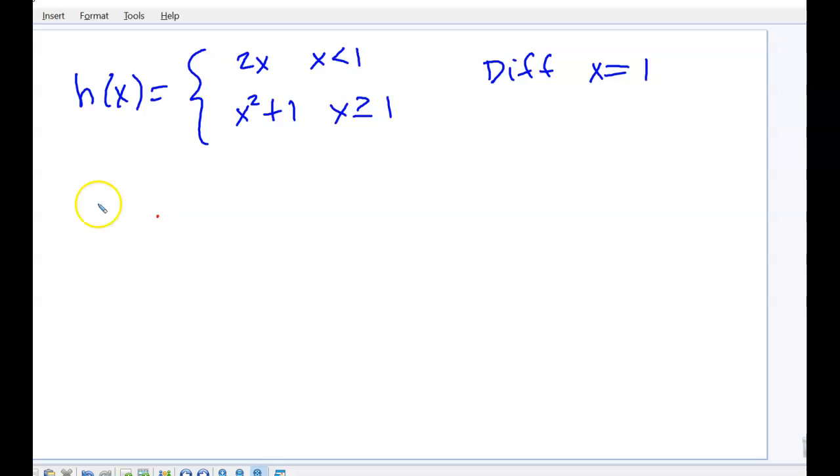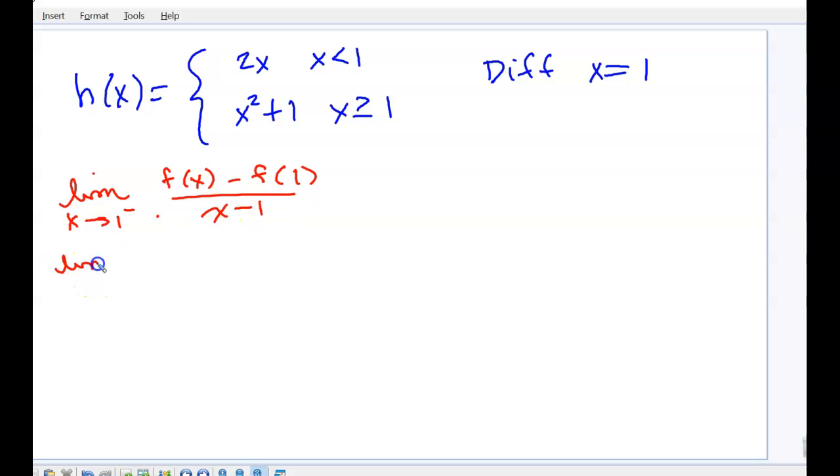So again, I'm going to use the definition of a derivative at a point coming from the left and the right. So I want to look for the limit as x approaches 1 from the left of f of x minus f of 1 all over x minus 1. Coming from the left of 1, I have to use 2x. And if I plug 1 into my function, I get 2 all over x minus 1.